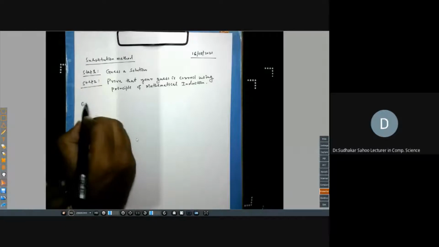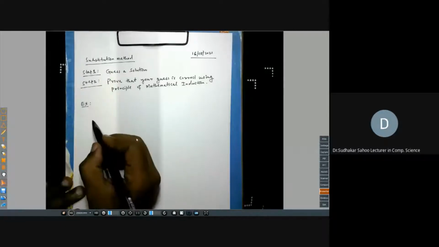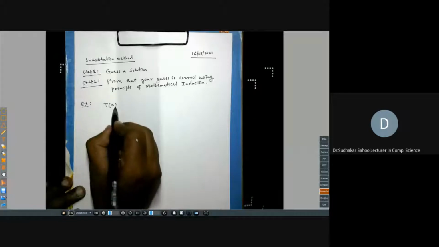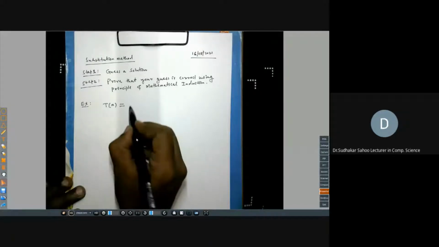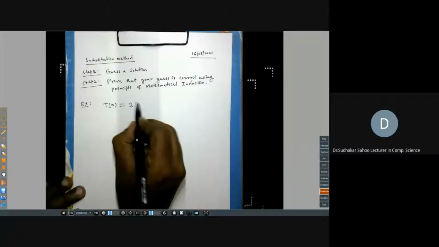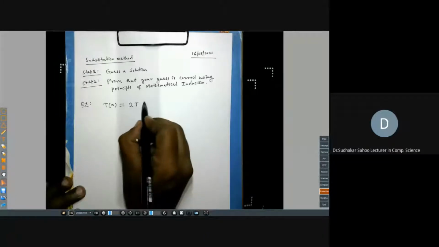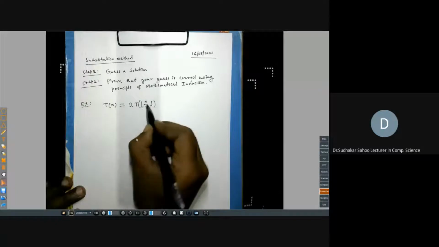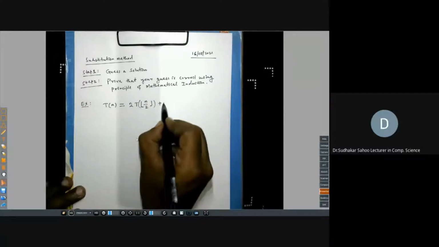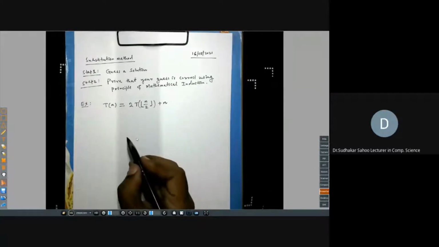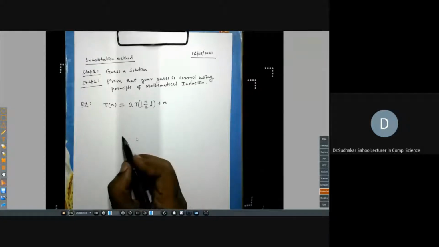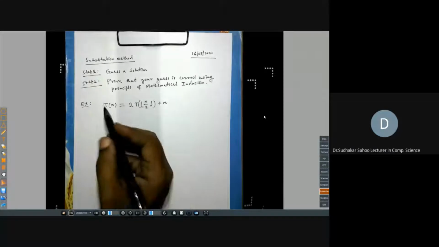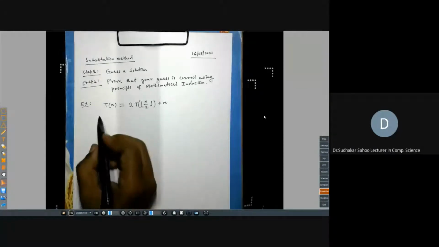So let us solve one exercise problem. Solve this equation: T(n) equals twice T(n by 2 floor) plus n. So solve this recurrence equation using substitution method. So first is to guess a solution.